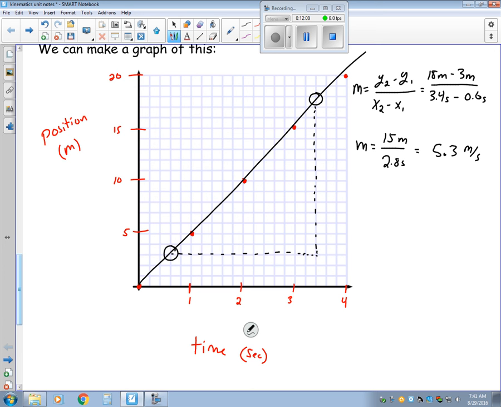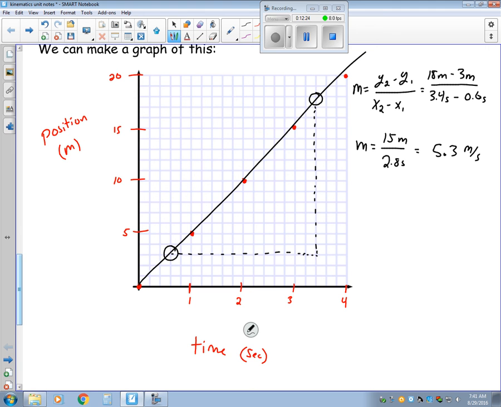As you get older, you stop being able to do arithmetic as easily in your head. So 3.4 minus 0.6, that gives me 2.8. And when I do 15 divided by 2.8, I get 5.3 meters per second. So I think you see that I should have gotten 5 meters per second. But keep in mind, I freehanded this one. I think if I were to use a straight edge, the data would have given me a nice slope of 5 meters per second. But that's experimental data, so that's not too bad.